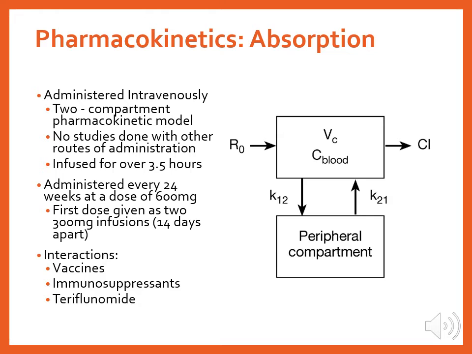Ocrelizumab is initially given via two 300 mg doses. The second dose is only administered 14 days later. After that, Ocrelizumab is given every 24 weeks with a single dose of 600 mg. The infusion time can take over 3 hours, and antihistamine medication may be given before the infusion.